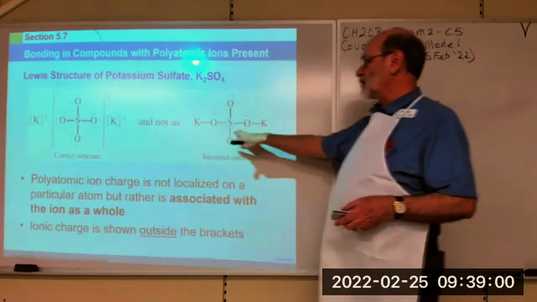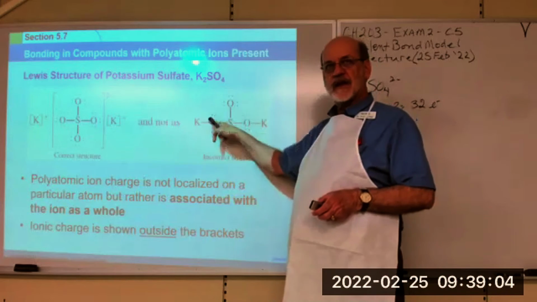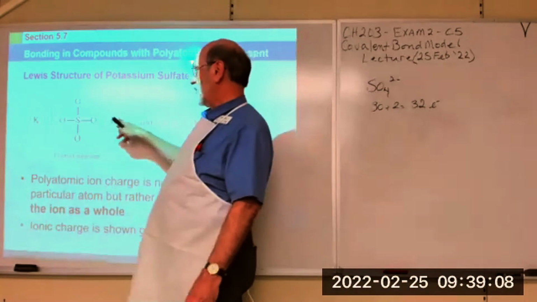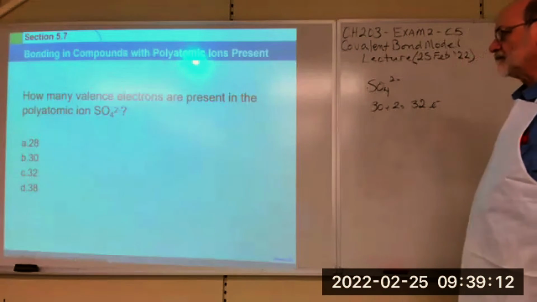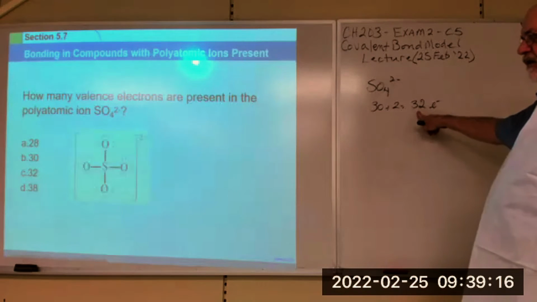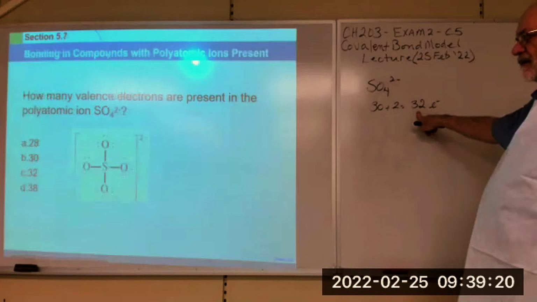And this shows you how not to write it, because potassium is not covalently bonded to these guys. It's electrostatically attracted because of the charge difference. Okay, so SO4 2-, we counted that one up, it's 32. Yeah, 32.